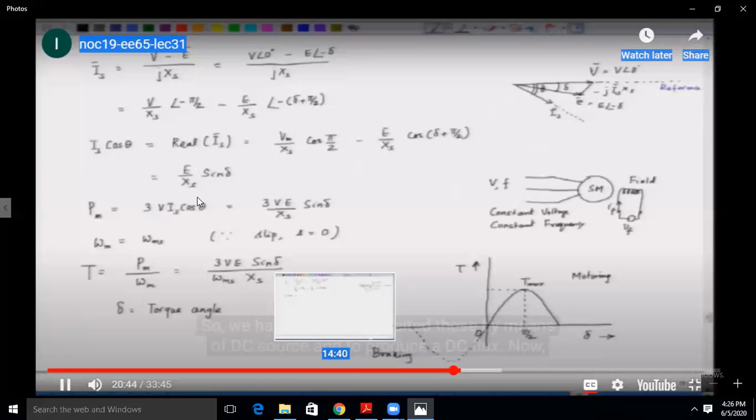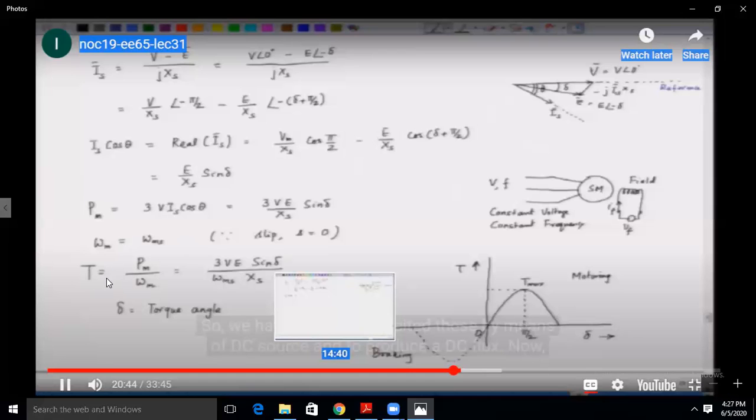Now we can put that value in the above equation, whatever Pm we have got, that is 3 Vs Is cos theta, and 3V Is cos theta I can put as E divided by Xs sin delta. In this case, omega m is equal to omega ms, so the motor speed is equal to the synchronous speed, because here the slip s is equal to zero. And hence, what is the torque?